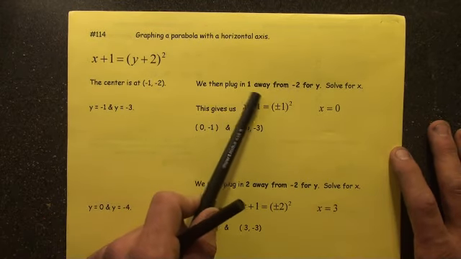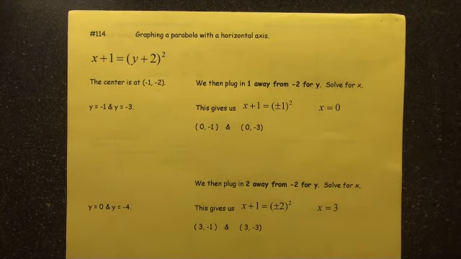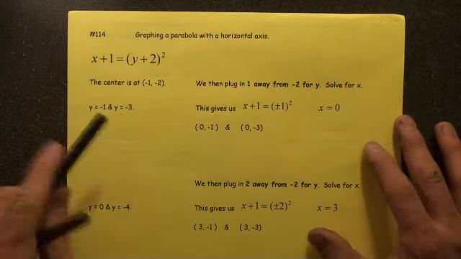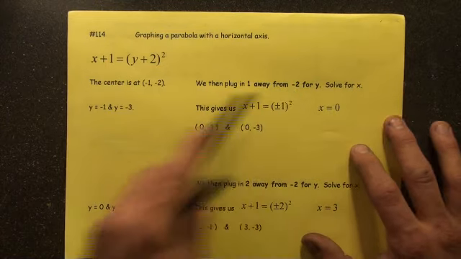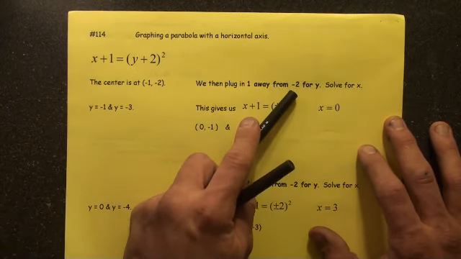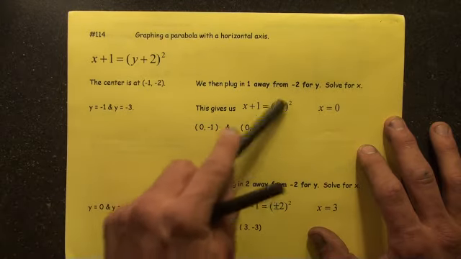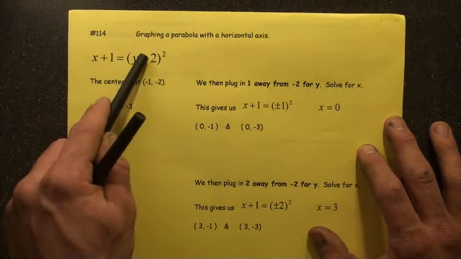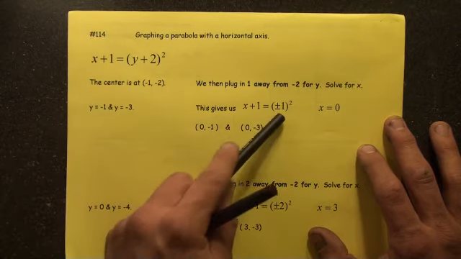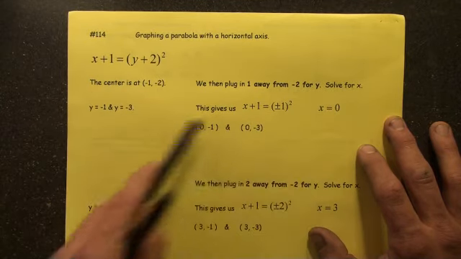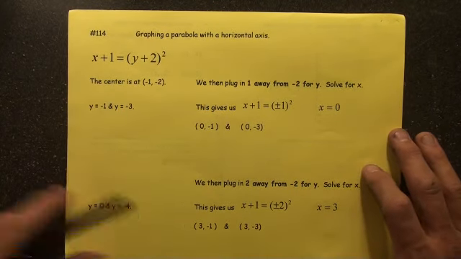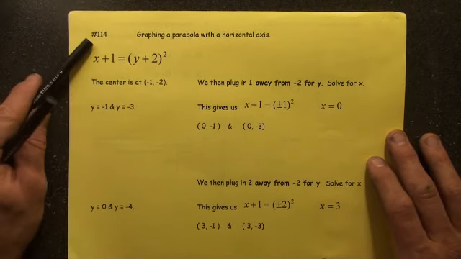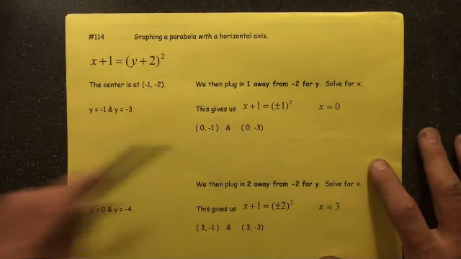Then we plug in 1 away from -2. 1 away from -2 puts us on -3 and -1. -3 is 1 lower than -2. -1 is 1 above -2. When you plug those two in, you get plus or minus 1 squared. Think about it: -3 plugged in here, -1 there. You're going to get plus or minus 1 squared. That's going to give you a 1 minus the 1, 0. X is 0 whenever y are those two. So 0, -1, 0, -3. Now, this is going to be the underlying theme of what we're going to do in video number 114 and video 115, so make sure you understand this concept.